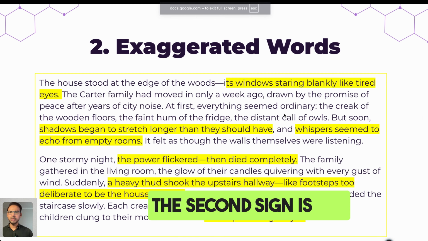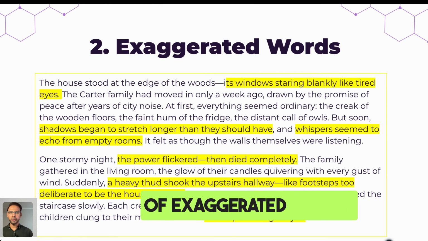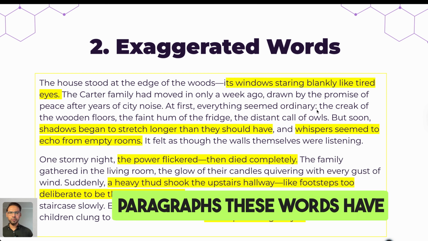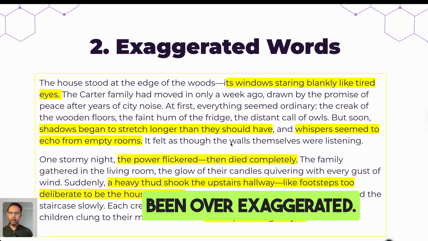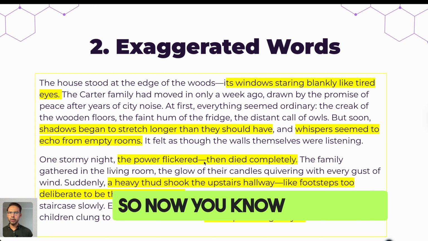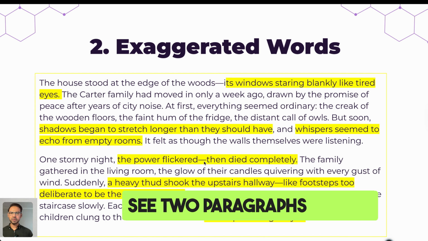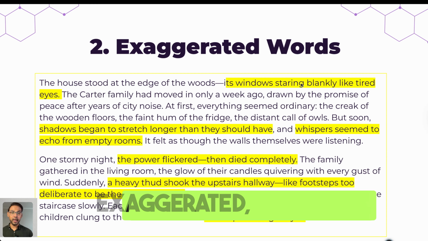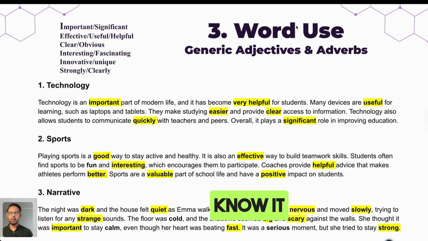The second sign is use of exaggerated words. You can see in these two paragraphs, these words have been over exaggerated. And at the same time, you can also pick on em dashes. So now you know that if you see paragraphs with em dashes and words that are being exaggerated, you know it.